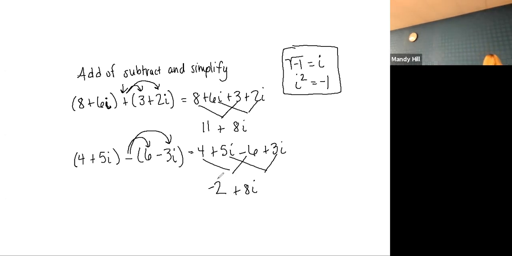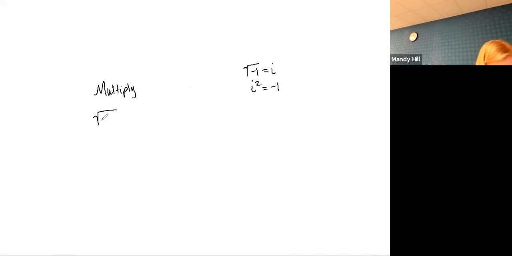Okay, now we're going to talk about multiplying them. Again, you want to remember that the square root of negative 1 is defined as i, and that i squared is equal to negative 1. It's going to be important. So if my problem says to multiply the square root of negative 16 times the square root of negative 25, well, we kind of did this before.